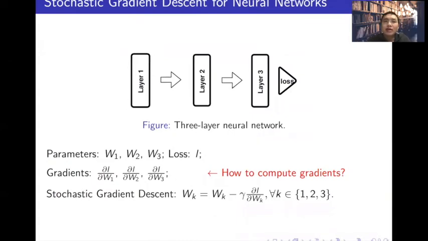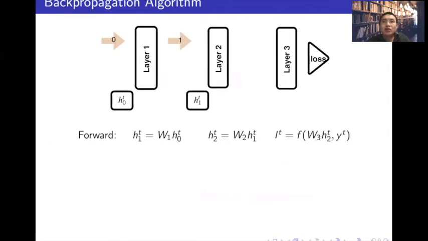To optimize the neural networks, we need to use the stochastic gradient descent. Let's take the three-layer neural network as an example. Each layer, we have the parameters W1, W2, and W3, and the loss function L. As long as we compute gradients regarding the weights in different layers, we can use the SGD to update the model. To compute gradients for deep neural networks, we use the backpropagation algorithm, the BP algorithm. The BP algorithm has two passes: the forward pass and the backward pass.